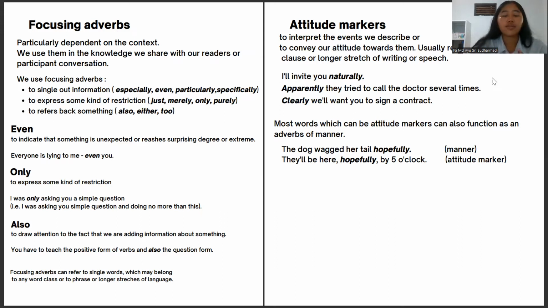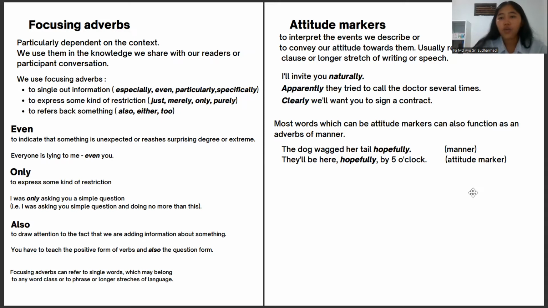And the last is also. We use this to draw attention to the fact that we are adding information about something. For example, you have to teach the positive form of verbs and also the question forms. Focusing adverbs can refer to single words, which may belong to any word class, or a phrase or longer stretch of language.